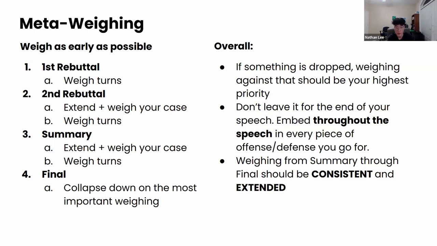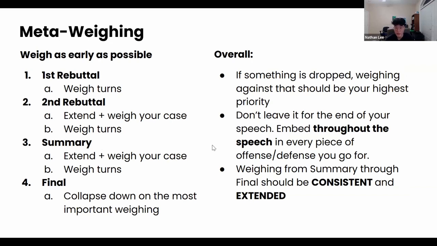And assuming that your summary speaker did do well setting up mechanisms in the summary speech, by final, if you're a second speaker, you should be at this point collapsing down to the most important weighing. Ideally, some on your case, but also a large amount on turns on an offense on their case. Okay, so overall, if something is dropped, weighing that should be your priority, especially if it's on your case. And don't leave it for the end of the speech.